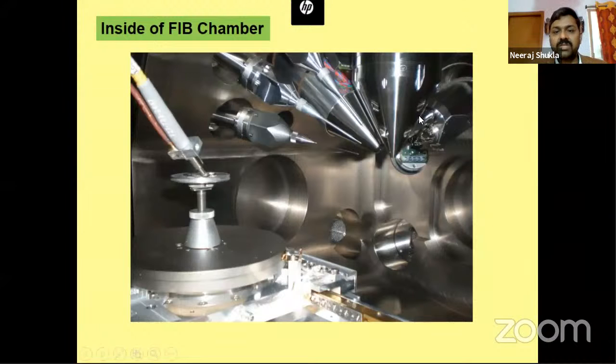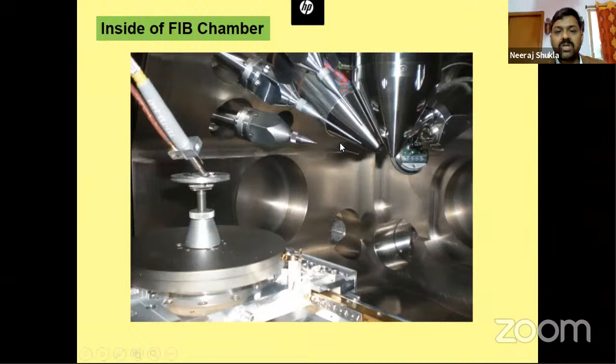I hope you can see my cursor, the top one and this side one. This is the electron column. This is the sample stage, because we have taken it out of the chamber. And these needles are basically the precursor gas. There are 5 needles provided in the setup.